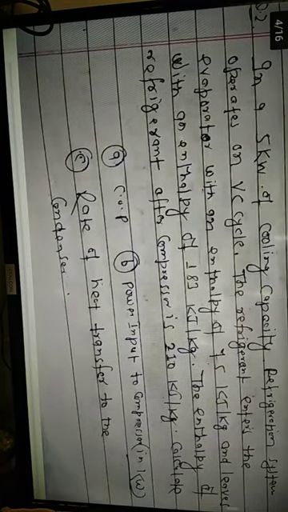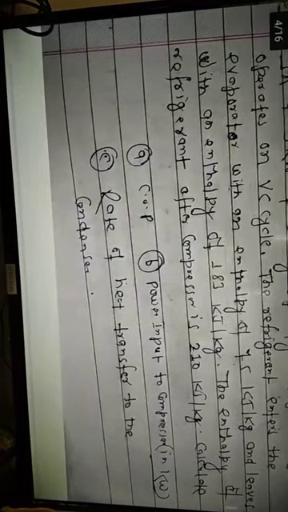A 5 kilowatt cooling capacity refrigeration system operates on VC cycle. The refrigerant enters the evaporator with an enthalpy of 75 kJ and leaves with an enthalpy of 183 kJ per kg. The enthalpy of refrigerant after compressor is 210 kJ per kg. Then calculate the coefficient of performance, power input to compressor, and rate of heat transfer to condenser.